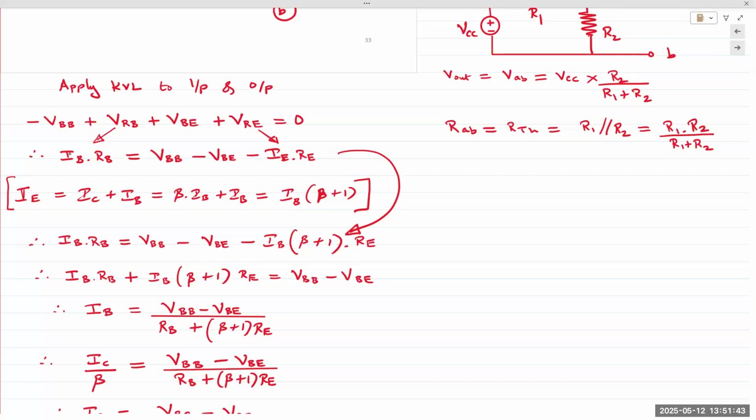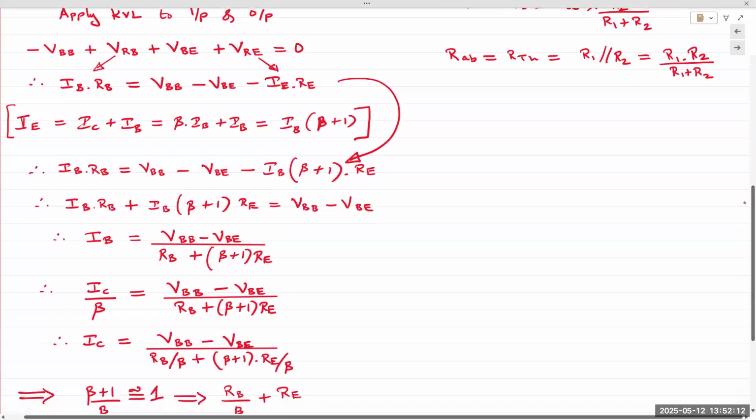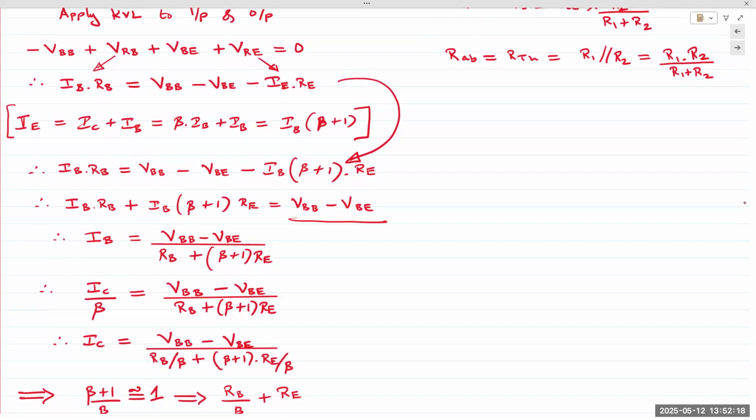So IE is equal to IC plus IB. And IC can be written as beta IB. And so IE is IB into beta plus 1. Okay, that's the standard expression. We plug that into the above equation and we obtain this step. Once we have that, we are going to manipulate and rearrange the terms. So we obtain the base voltages all on one side and then rearrange the terms to obtain an expression for IB here.